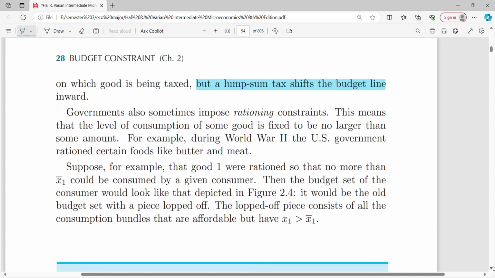Next is government's rationing constraints. This means that the level of consumption of some goods is fixed to be no larger than some amount. This is very easy, nothing to be worried about in these terms. For example, during the time of World War II, the US government had rationed certain goods like butter and meat.